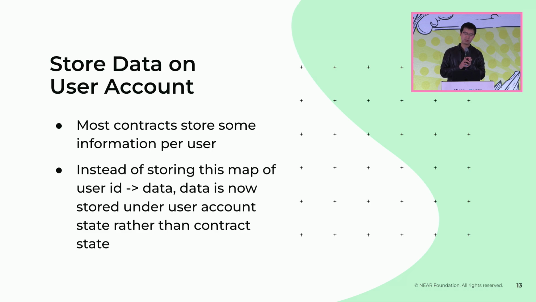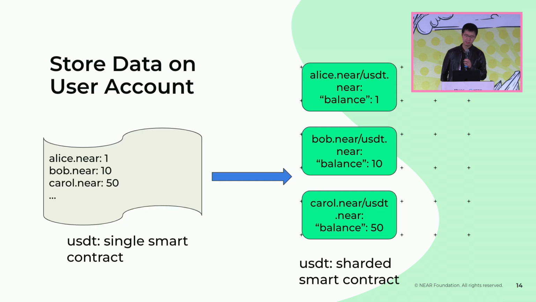So generally, the abstraction is that you have this mapping of user account ID to some kind of data. The data is obviously contract specific. What you do today is that the data is actually stored under the smart contract account rather than on the user account. So let's look at this example. Let's say you have the USDT smart contract. On the left-hand side, it's a single smart contract. It's basically like this giant table that stores a mapping of account ID to balance, right? So, for example, Alice has 1 USDT, Bob has 10 USDT, Carol has 50 USDT.